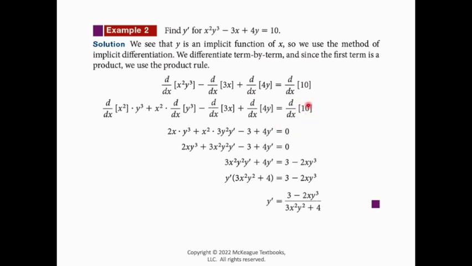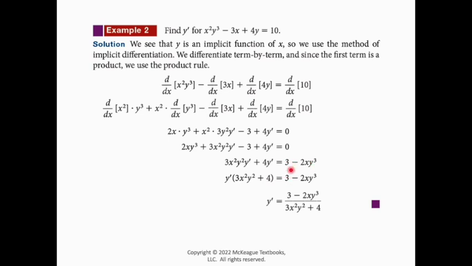And then this 10, when I take the derivative, because it's a constant, is equal to 0. So looking at this, because we're using implicit differentiation, we're going to have to now solve for y prime to find the derivative. So anything that has a y prime in it, you want to keep on one side, and everything else that doesn't have a y prime in it goes on the other side.